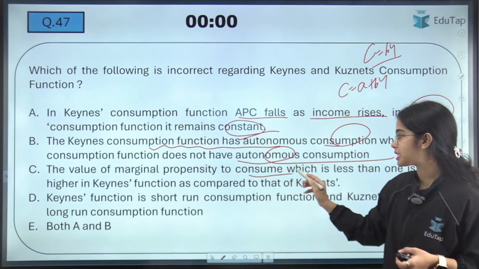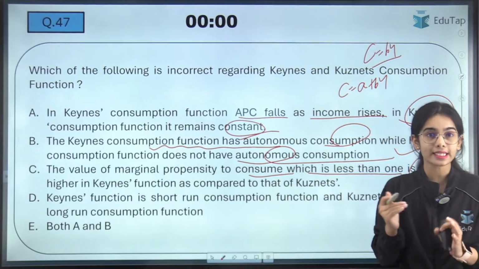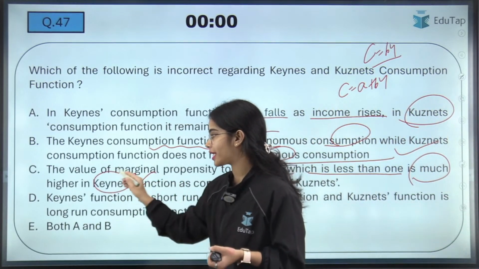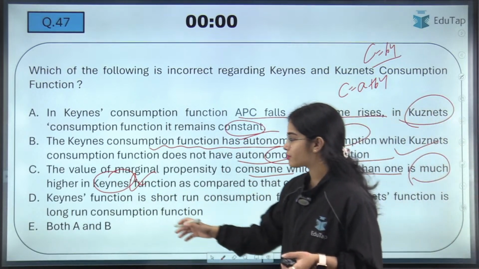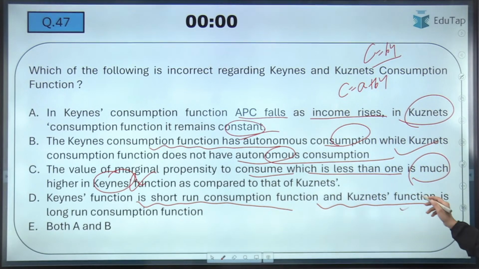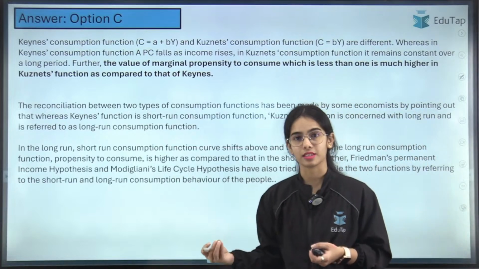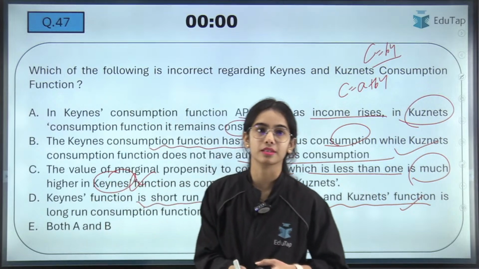The value of MPC, which is less than 1, is much higher in the Kuznets consumption function rather than Keynes. So it is wrong. It is much higher in Kuznets consumption function as compared to Keynes. The Keynes function is the short run consumption function and the Kuznets function is the long run. So this is also correct. So only statement C is incorrect, and that's why C is the answer here.